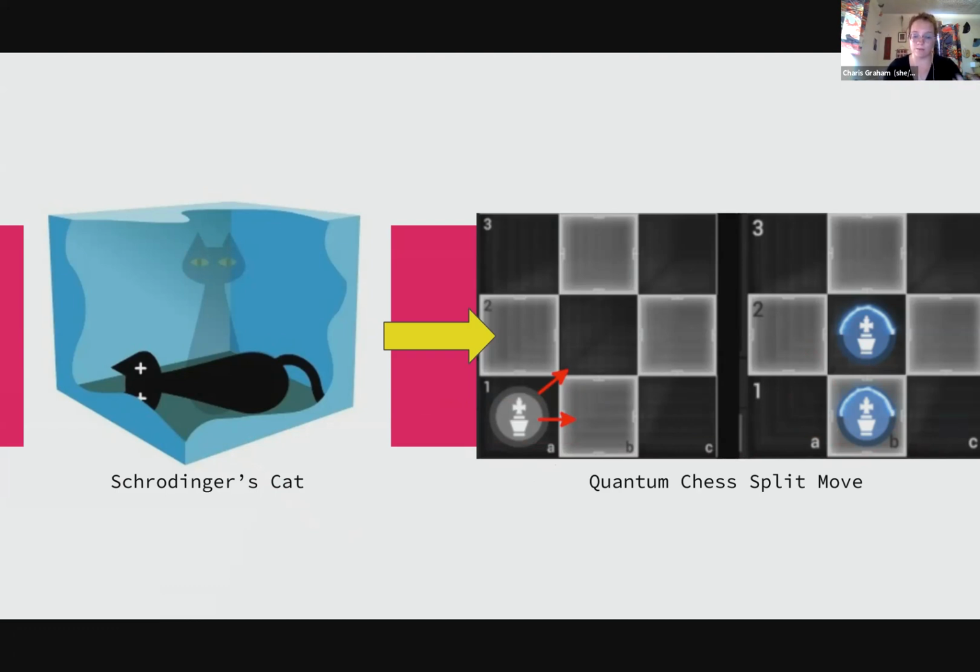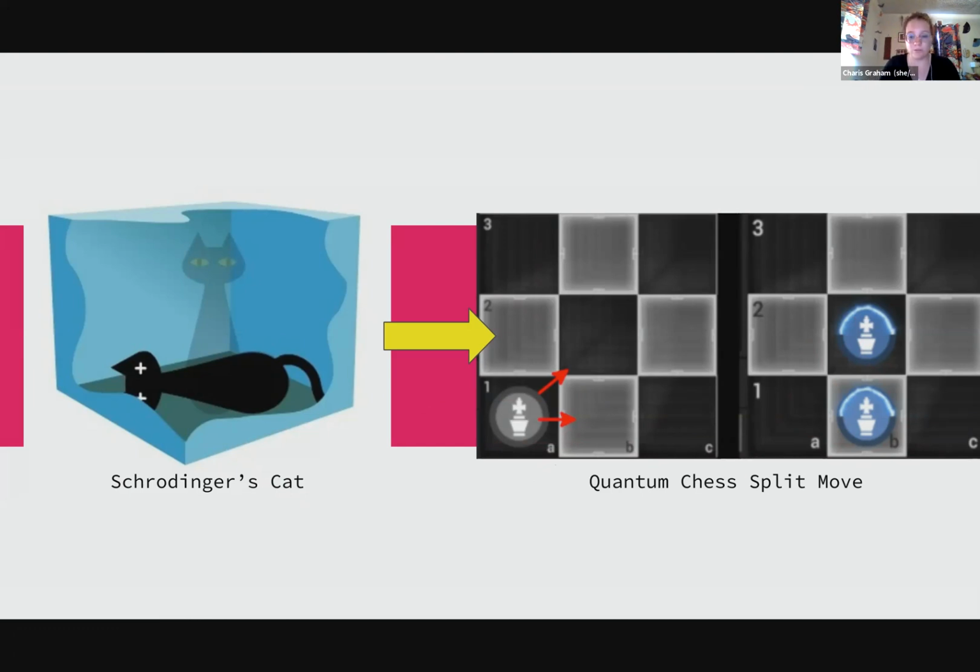And you can think of it being 50% in both squares. While there are other more complicated types of moves that use quantum principles such as entanglement or interference, what I plan to speak about today, you don't need to understand those. You only really need to understand split moves.